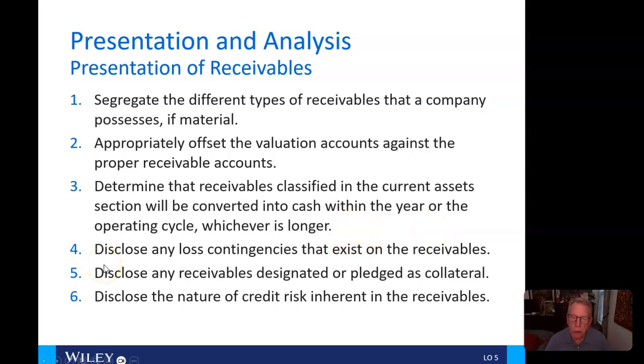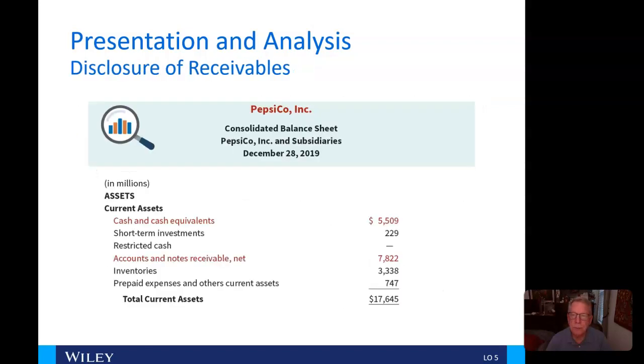Number 4, we'll disclose any loss contingencies that exist on the receivables. Number 5, we'll disclose any receivables designated or pledged as collateral. And number 6, we'll disclose the nature of the credit risk inherent in those receivables.